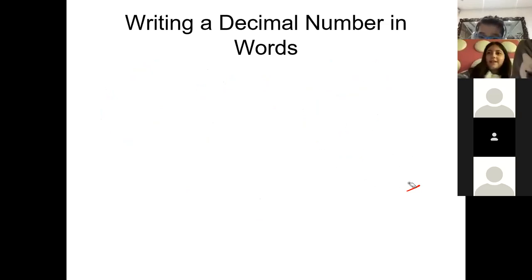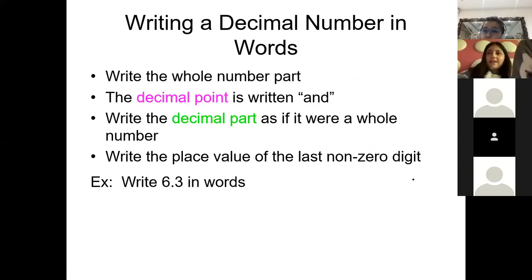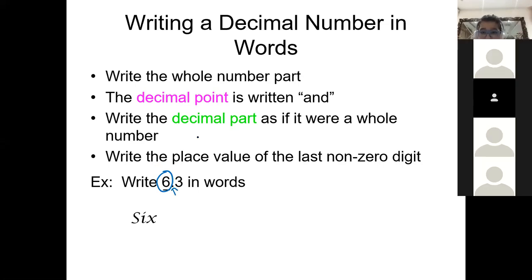We'll start a new thing. How do we write them in letters? For example, 6.3. How do we write it in letters? First, we write the whole part. What is the whole part? 6. So we write 6. Did you see the point? Point is written as and. When I see the point, I will write and. Okay?